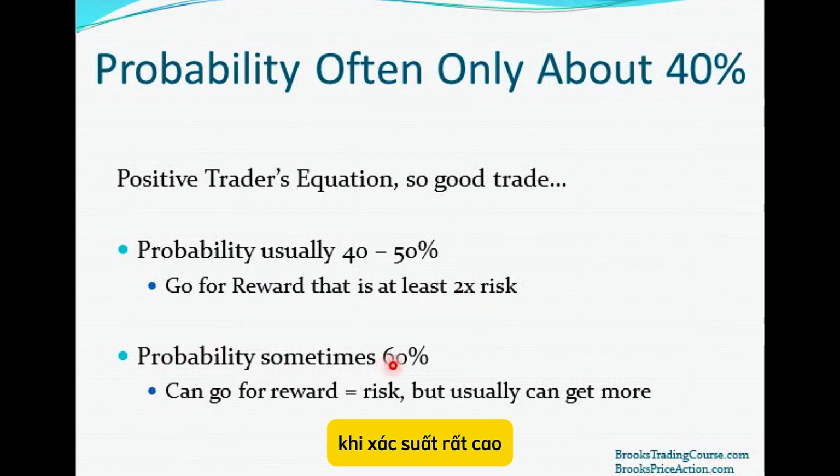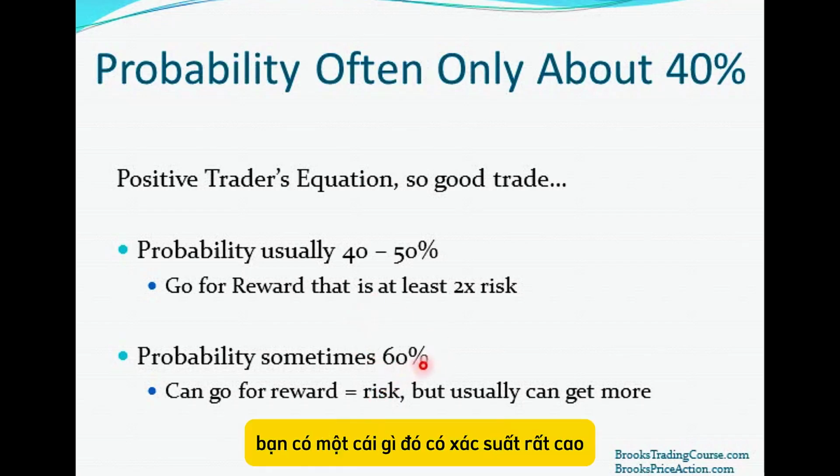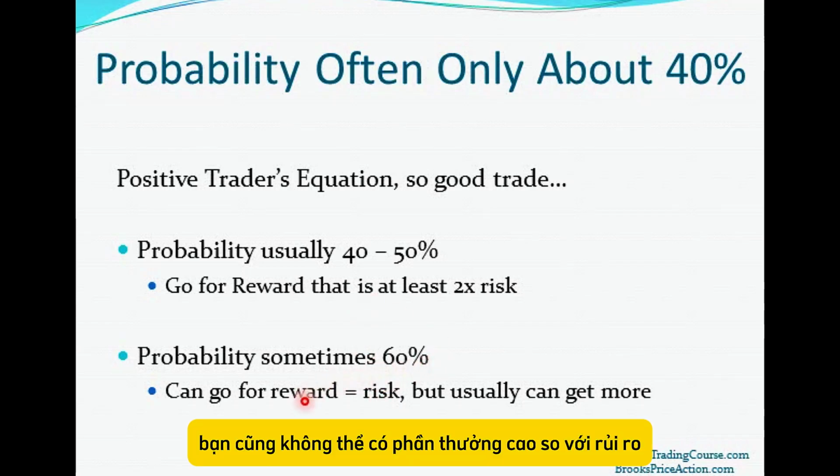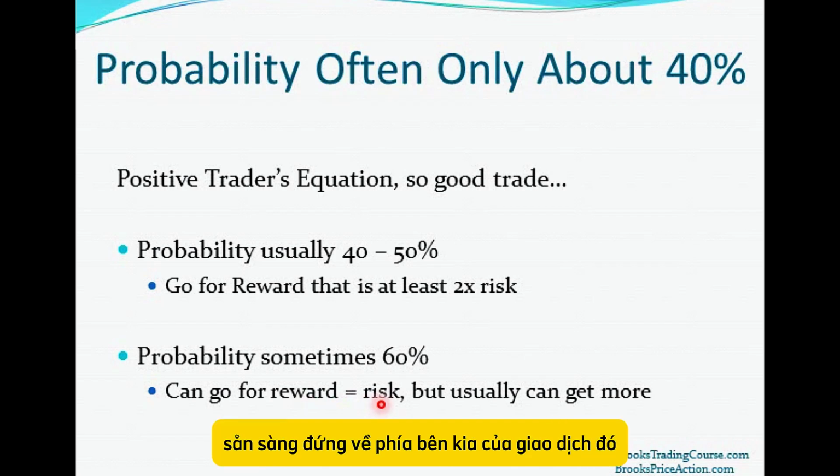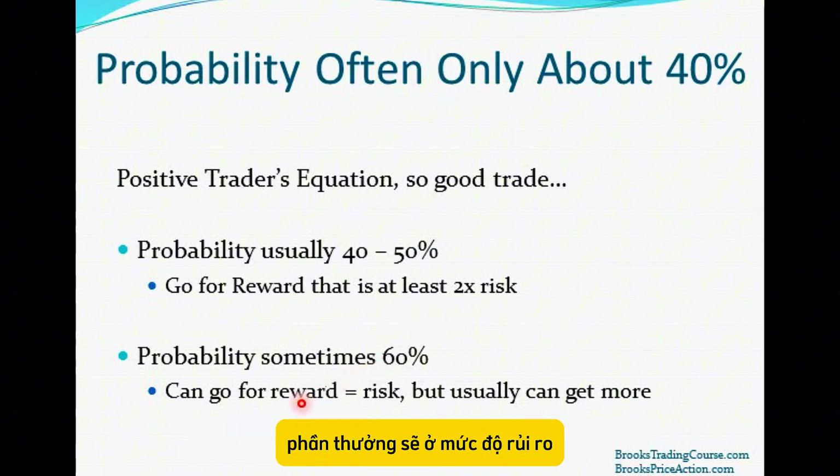When the probability is very high, chances are the reward is going to be smaller or the risk is going to be larger, because whenever you have something with a very high probability, you cannot also have a high reward compared to risk, because there won't be an institution willing to take the other side of that trade. So whenever something looks very likely to happen, in general, the reward is going to be about the size of the risk and not 2 or 3 times bigger.